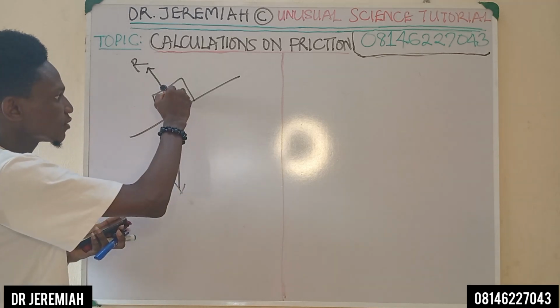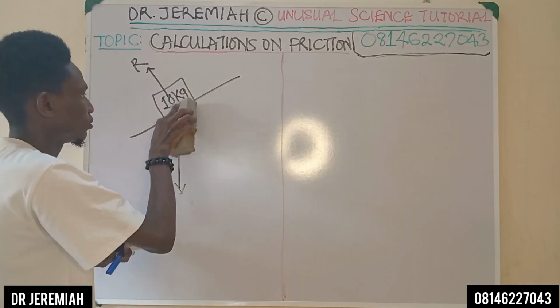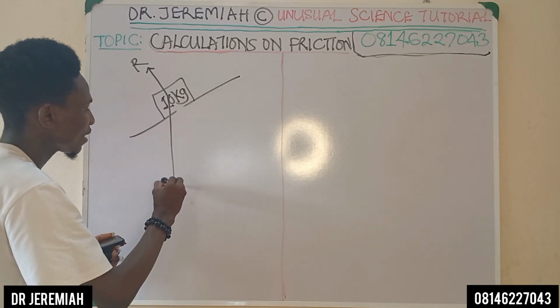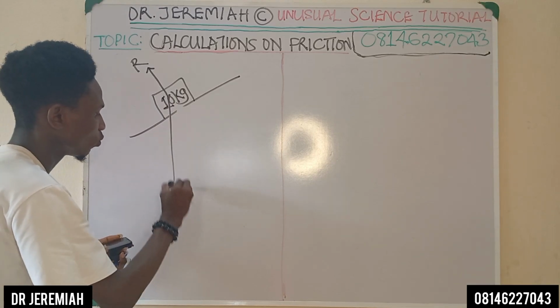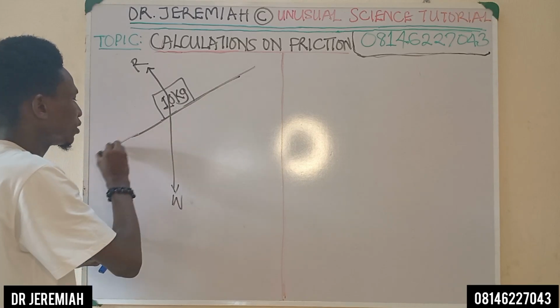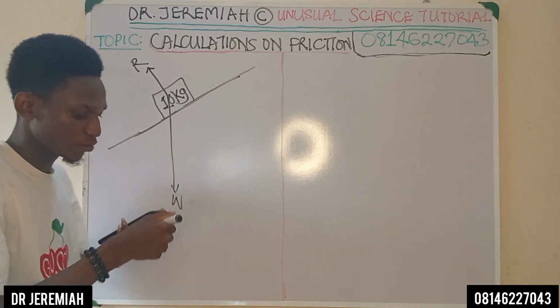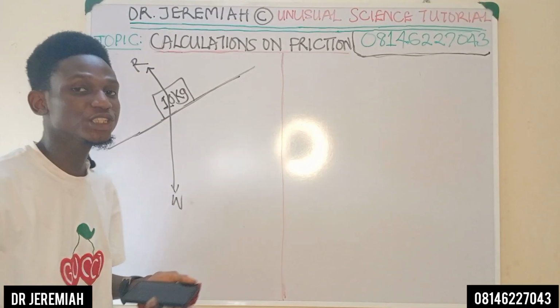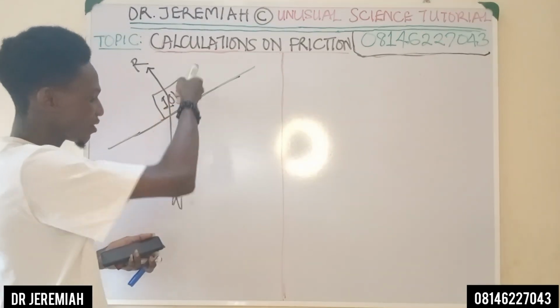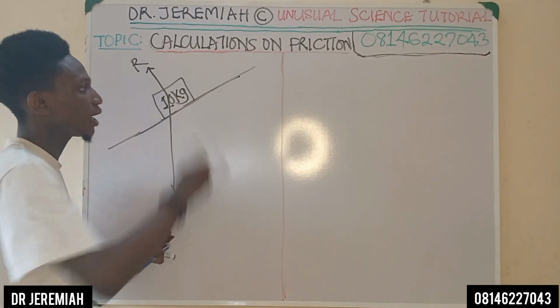We have a weight acting from this point. Okay, let's draw it from this point. So we have a weight acting downwards like this. So this is called weight. So these are the first two things you need to know about when you're resolving forces in the vertical: reaction and weight. Weight acts downward, reaction acts upward.